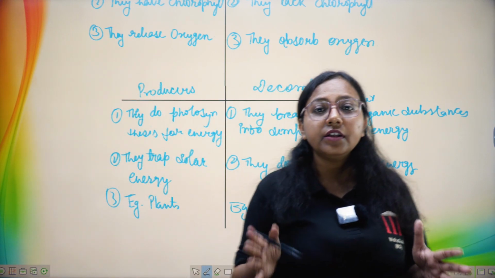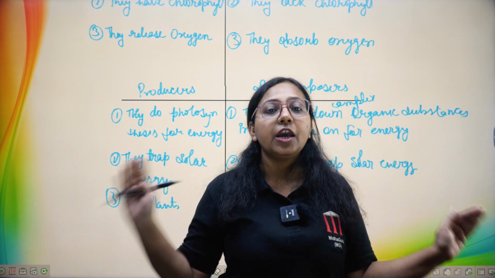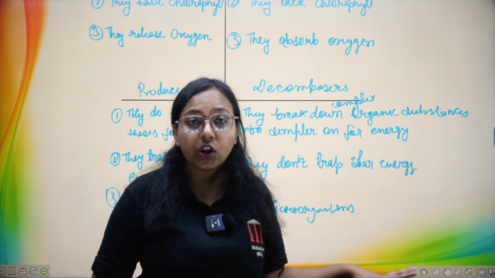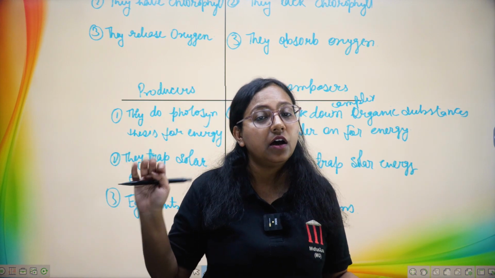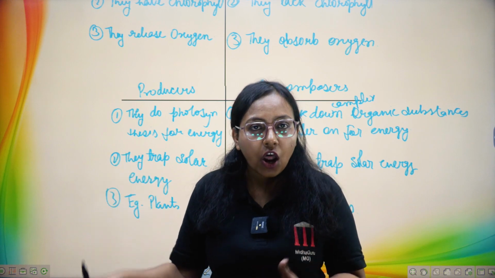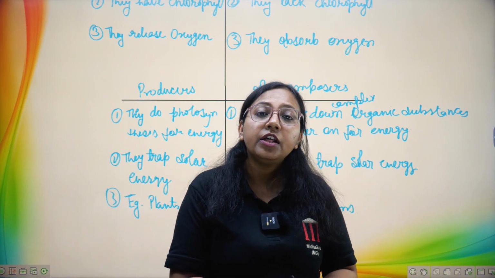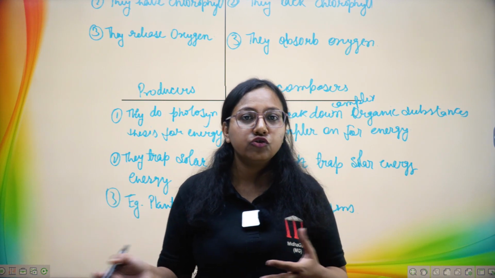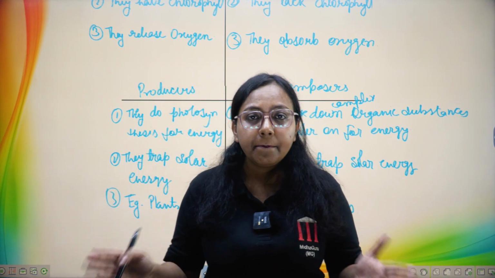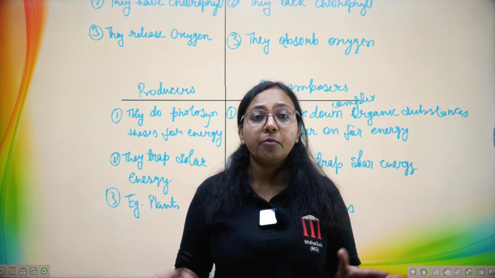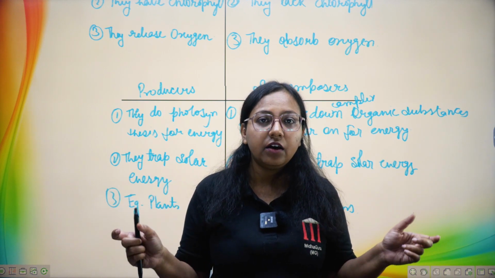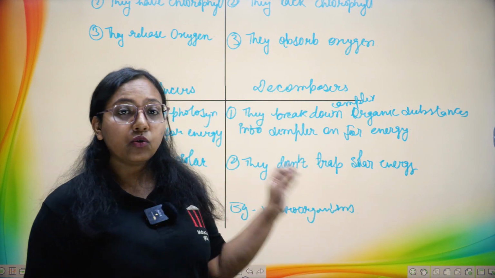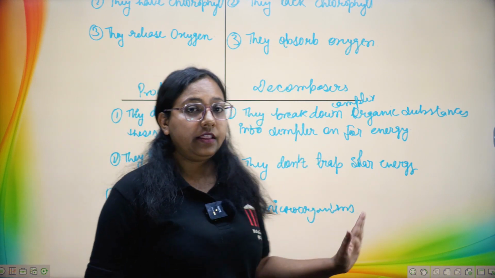We can also have the differences between biotic and abiotic components, right? Biotic components consist only of living organisms. Abiotic components consist only of non-living things. Biotic components have consumers and producers, and abiotic components have no consumers, no producers. This is the basic difference between biotic and abiotic components. You can also give examples in the form of differences. So this is all about components of an ecosystem and their categories.